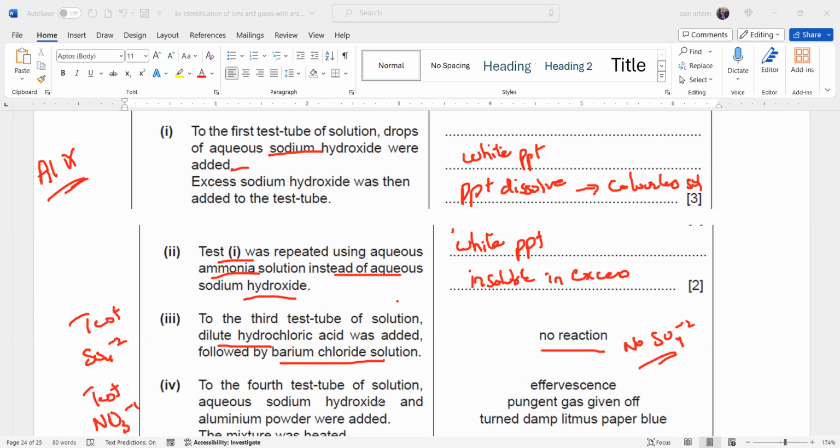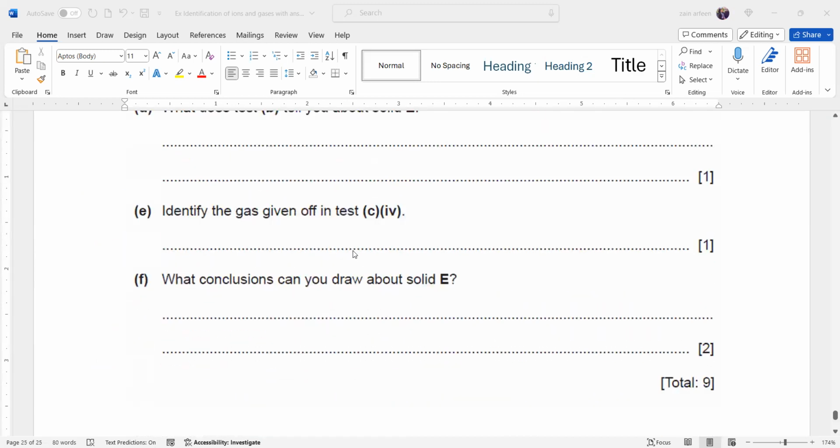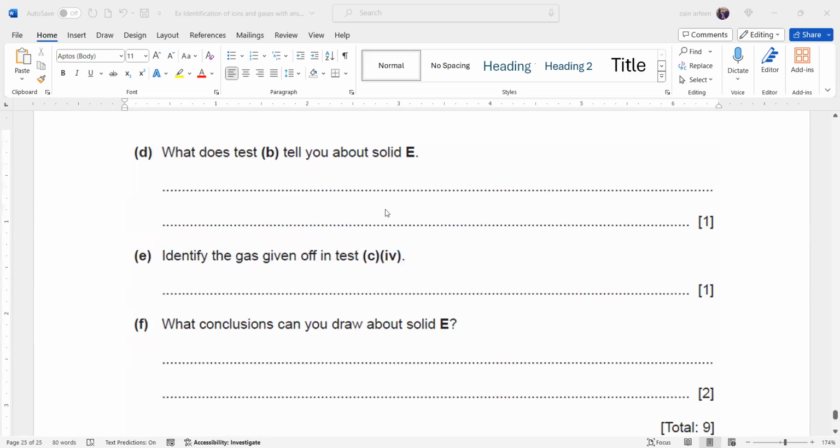If we add sodium hydroxide and aluminium powder and the gas released is ammonia, this confirms that there is nitrate. So what does this indicate about the identity of the compound? Already we know there was an aluminium ion, and we identified a nitrate ion. So this compound is aluminium nitrate. In paper 6, you will have that table; you just use the table and write the observations.